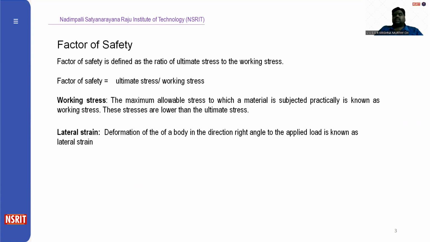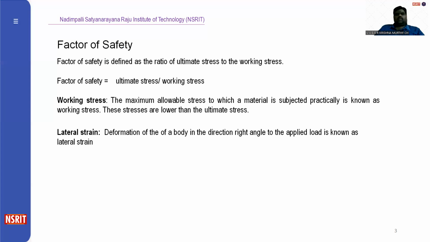In the last class we discussed the stress strain diagram for mild steel. Up to one particular point it will have cracks. After crossing one particular point, that point is the ultimate point. There it really causes fracture. That is called ultimate. And next, working stress is defined as the maximum allowable stress to which the material is subjected practically, which means up to what stress it can be allowed is the working stress. And this will always be lower than the ultimate stress.